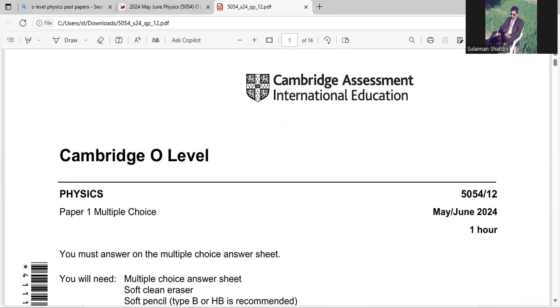Okay, today we are starting our 5054 O-level Physics, May/June 2024, Paper 1, Variant 2. It is a 1 hour paper, and this is basically 40 MCQ questions. Let's start with it.